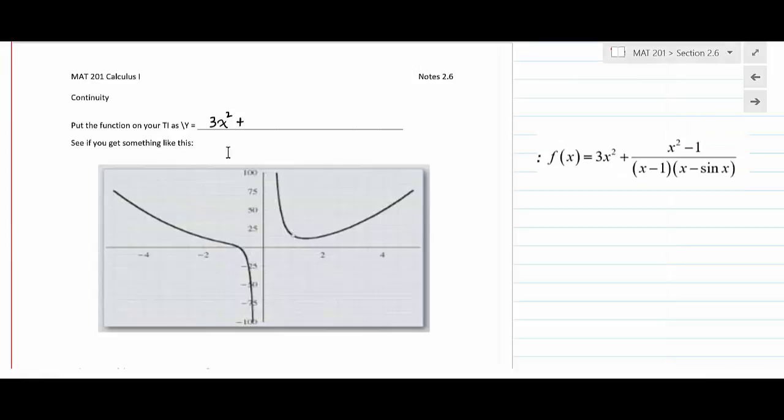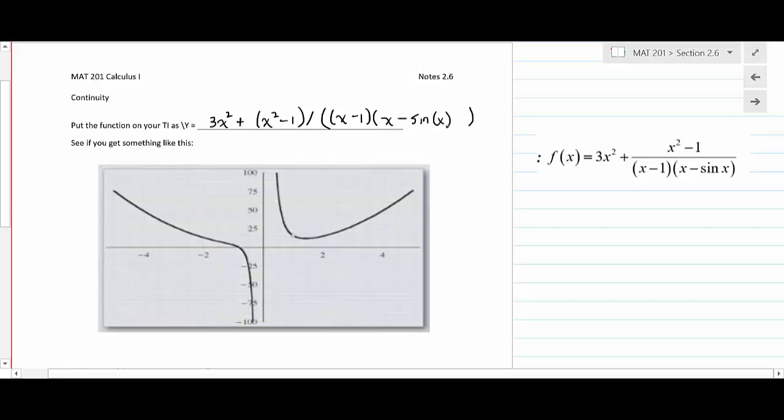Okay, so you're going to put this in your calculator like this. You've got to put in the 3x squared, then we want to put in the x to the second minus 1, and then divide by. Then you've got to double up on your parentheses because that whole denominator needs to be in parentheses. So you're going to say (x minus 1) times (x minus sine x), and then you've got everything the way it's supposed to look. So I'm going to go ahead and get that put in my calculator.